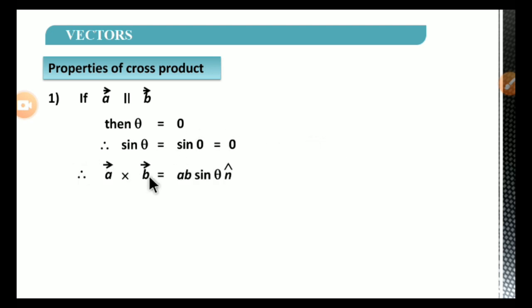Therefore, a cross b can be given as ab sin theta into n cap. Now ab into sin 0: 0 means that theta is 0, because both are parallel vectors. Therefore, 0 into n cap. Again, here we can write a cross b equal to 0 vector, because already I have told you the cross product of two vectors gives a vector quantity. Therefore, a cross b is equal to 0 vector whenever two vectors are parallel to each other.